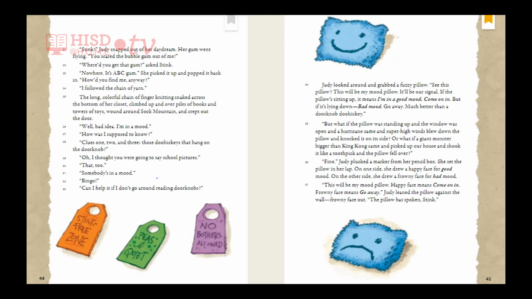She set the pillow on her lap. On one side, she drew a happy face for good mood. On the other side, she drew a frowny face for bad mood. "This will be my mood pillow. Happy face means come on in. Frowny face means go away." Judy leaned the pillow against the wall. "Frowny face out. The pillow has spoken, Stink."